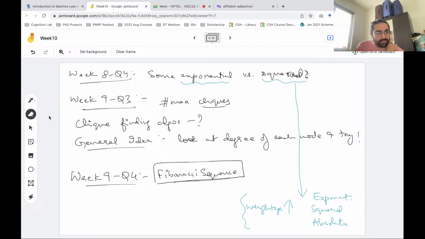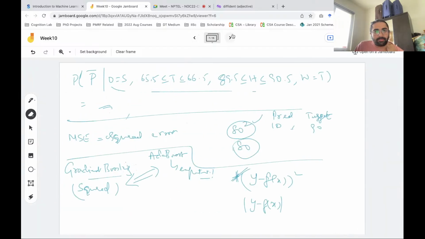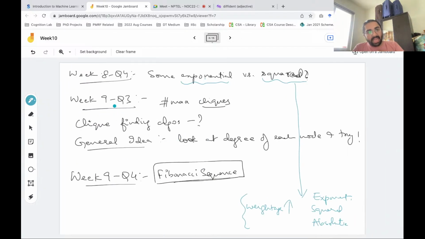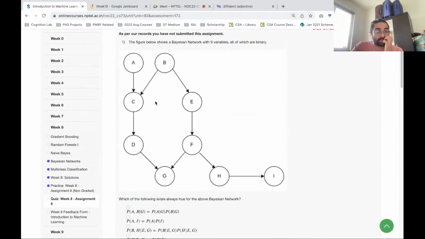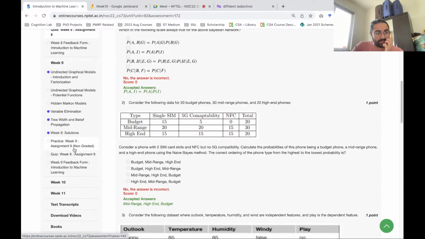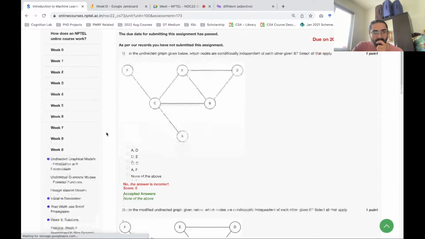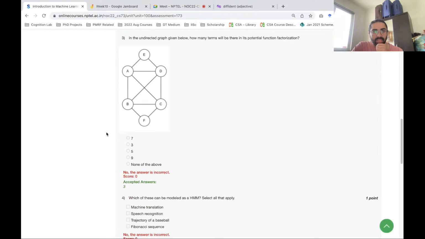Okay. Good enough. So that's question 4 of week 8. Then we have week 9, question 3. One second, I'll just open it here. Week 9, question 3. Yeah, this one, right? So we're asking how many terms will be there in the potential function factorization.